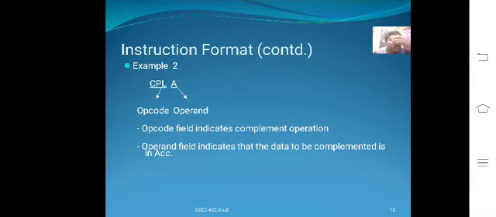Example 2, CPL A. Here complement is the opcode, A is the operand. The opcode field indicates the complement operation. The operand field indicates that the data to be complemented is in the accumulator.